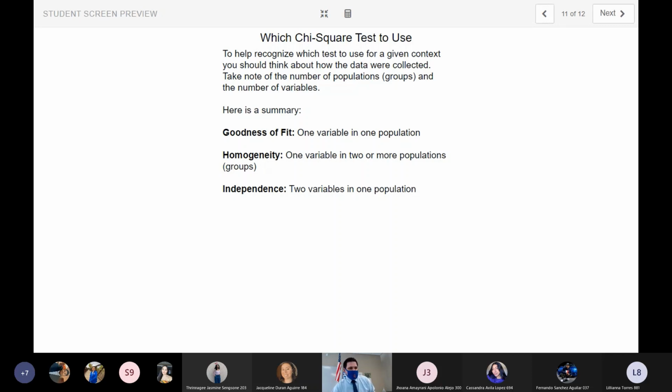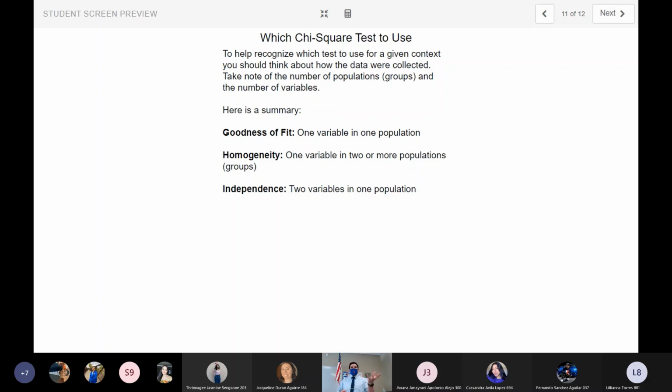And then for our test for independence, we have 2 variables and 1 population. So again, we're sampling from a single population. We're taking a single sample and then collecting data about 2 variables. And we're trying to determine with independence, are these things related? Is there an association between these 2 things? If I know one thing happens within this population, does that mean something about the other thing?